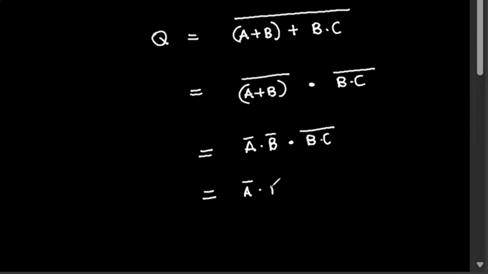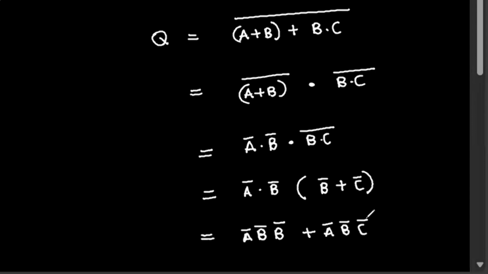I'll get A bar dot B bar into (B bar plus C bar). So this will be equal to A bar B bar B bar plus A bar B bar C bar. I know B bar dot B bar is equal to B bar. So you can say this is equal to A bar B bar plus A bar B bar C bar.